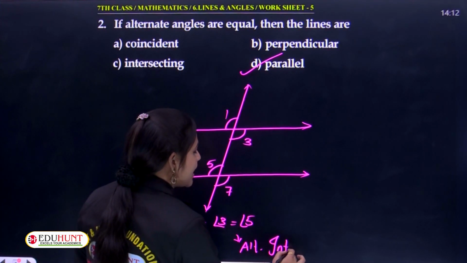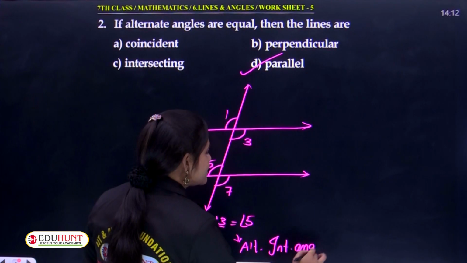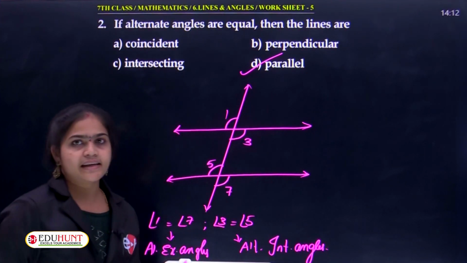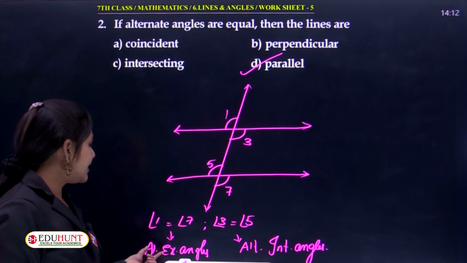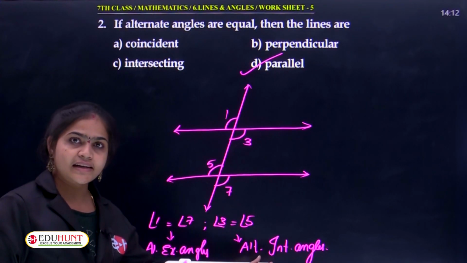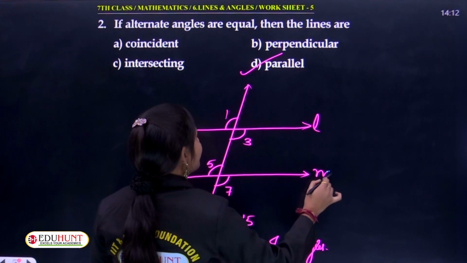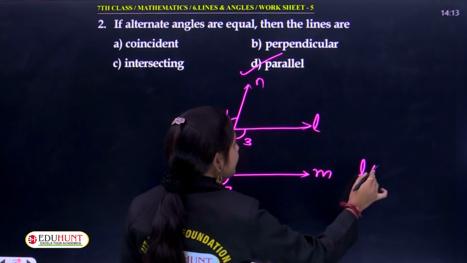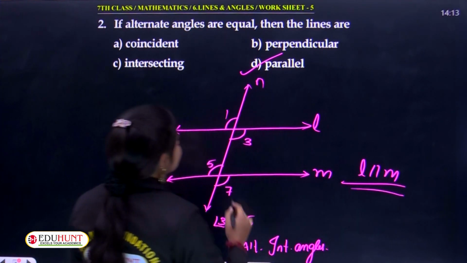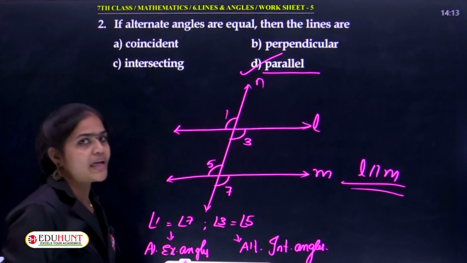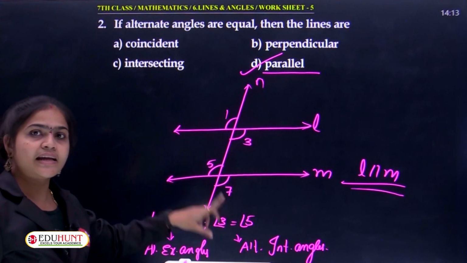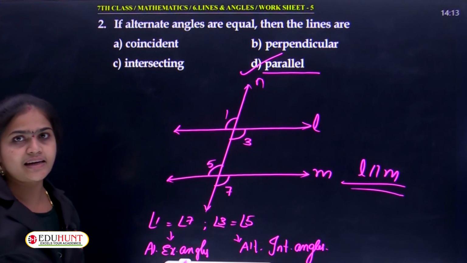Why? Because those two angles also lie inside the lines only, no? Alternate interior angles. Here alternate exterior angles are equal, alternate interior angles are equal. When can we say that? If the given lines are parallel. If L is parallel to M, then only that is possible. That's why, when the given lines are parallel, alternate interior angles are equal and alternate exterior angles are equal.